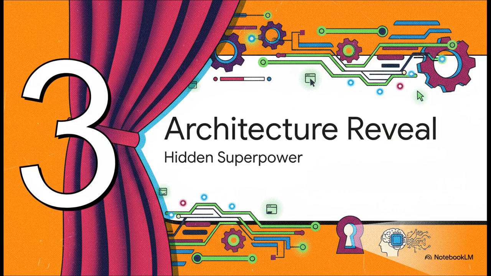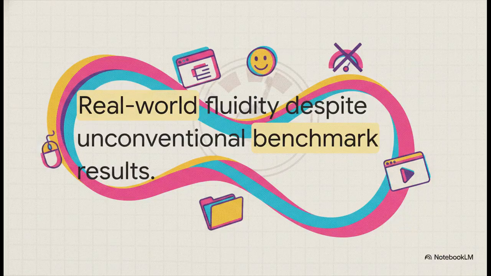Section 3. The Architecture Reveal. A Hidden Superpower. Real-world fluidity. That right there is quite possibly EasyOS's most misunderstood strength. You see, this incredible advantage only actually appears during physical usage. You literally have to be sitting there, moving the mouse, browsing the web, opening your files to feel it. Because it fundamentally sidesteps traditional storage mechanics, this fluidity is entirely invisible to synthetic tests.